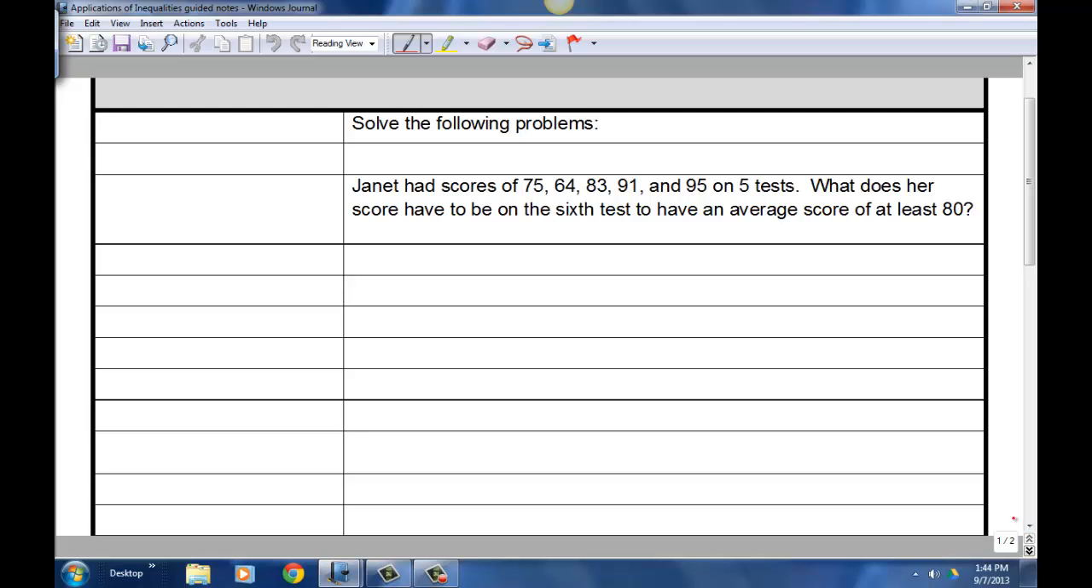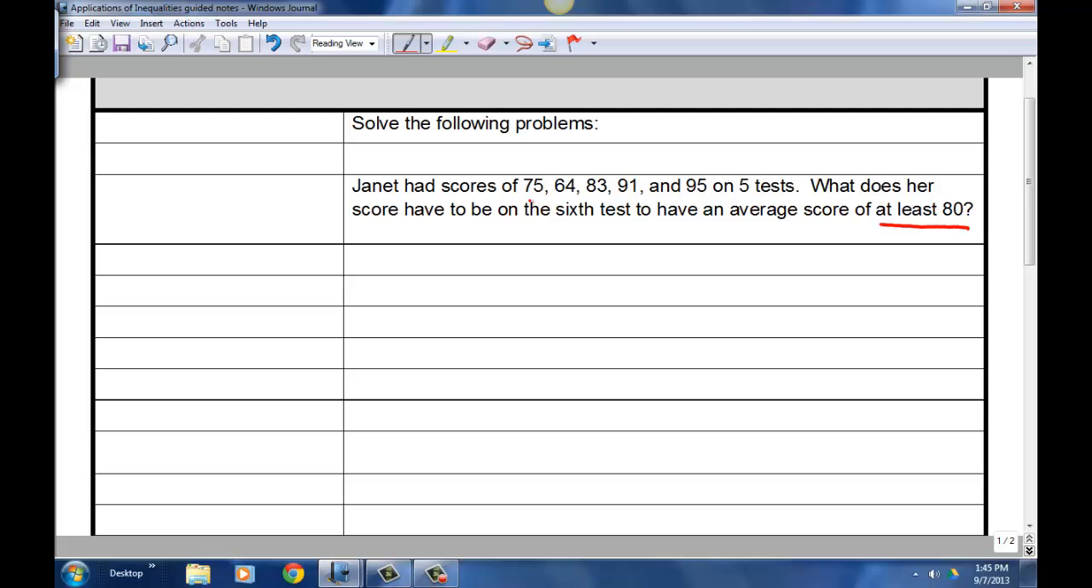Janet had scores of 75, 64, 83, 91, and 95 on 5 tests. What does her score have to be on the 6th test to have an average score of at least 80? The at least 80 is your key right down there. They didn't say a total of, which would have been an equal sign. They said at least, which suggests that it could be an 80, or it could be an 81, or an 82, or she'd be happy with anything above that. That's the key right there. That tells me I'm going to use an inequality.